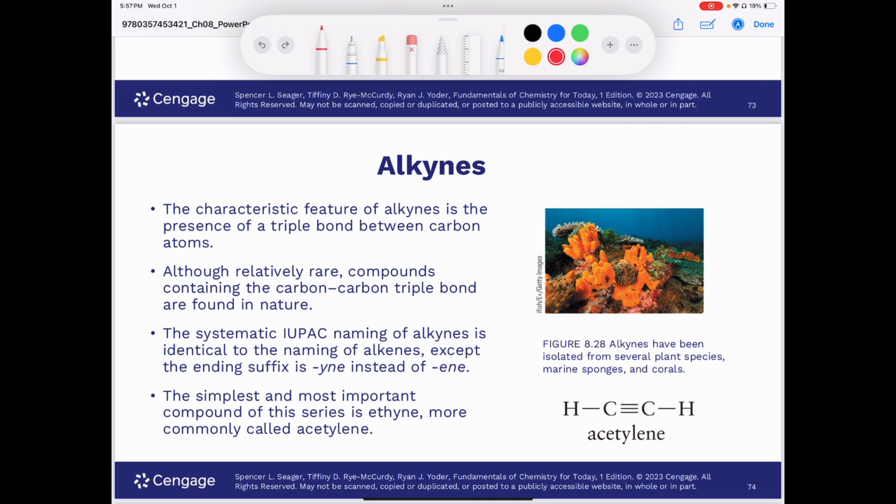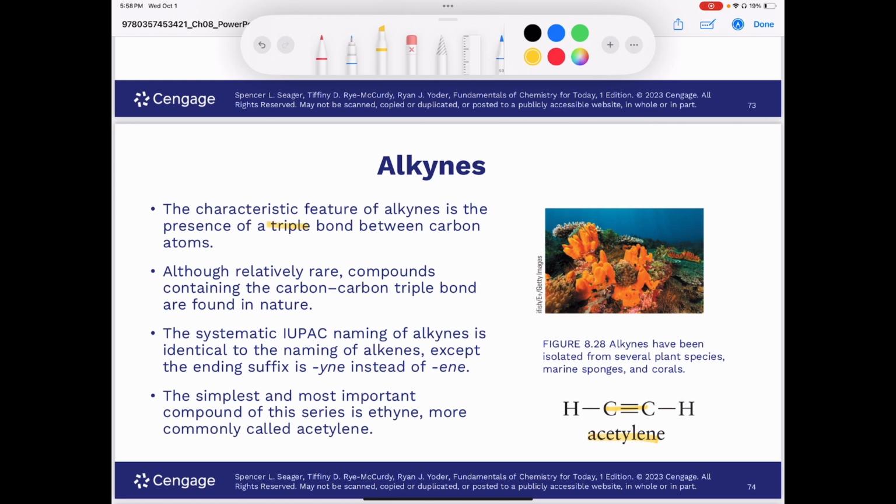Okay, and so now we're going to turn our attention to alkynes. And like I told you, an alkyne is when we have a triple bond between two carbons. As you can see here in this molecule, this is the simplest possible alkyne we can have, which is acetylene, which is a gas at room temperature. And I'm sure some of you have used an acetylene torch to cut metal. But anyhow, the characteristic feature of alkynes, again, is that triple bond between two carbon atoms.